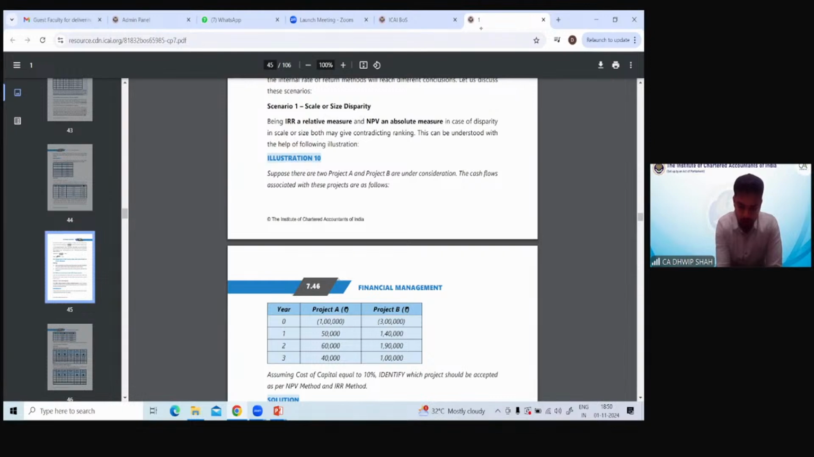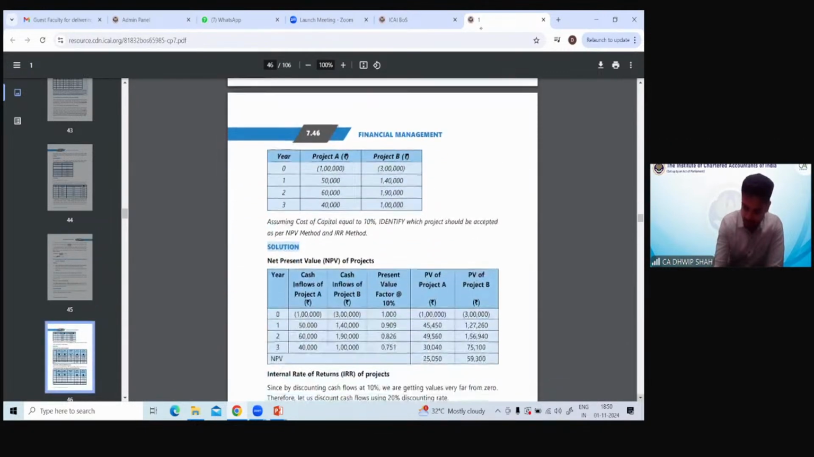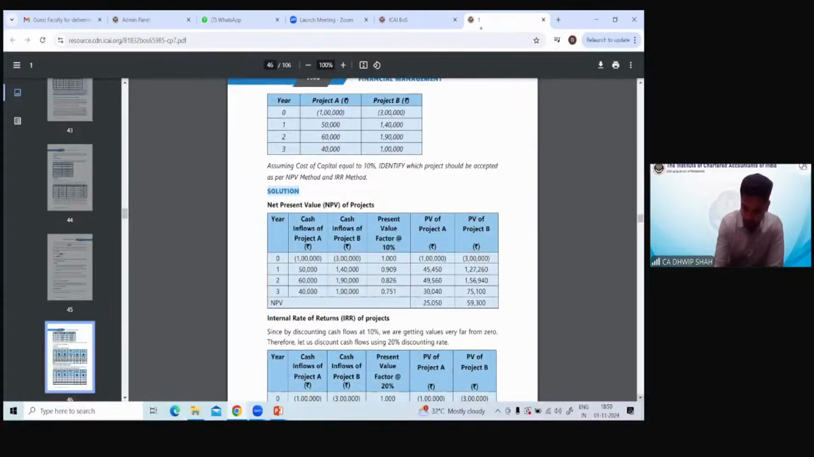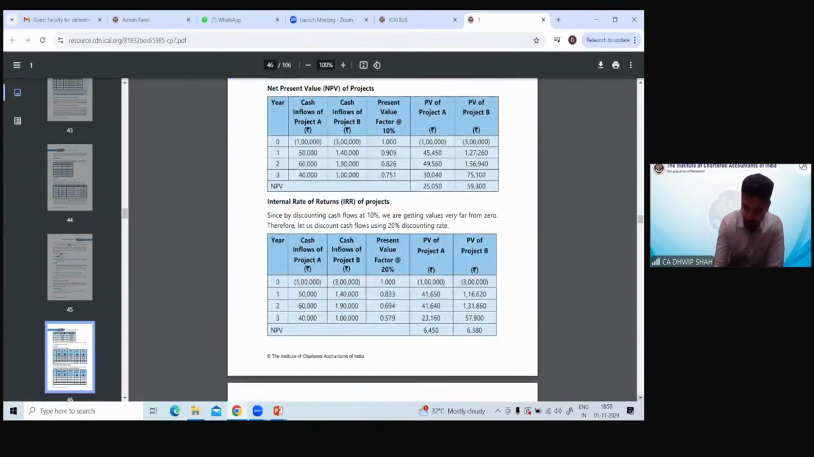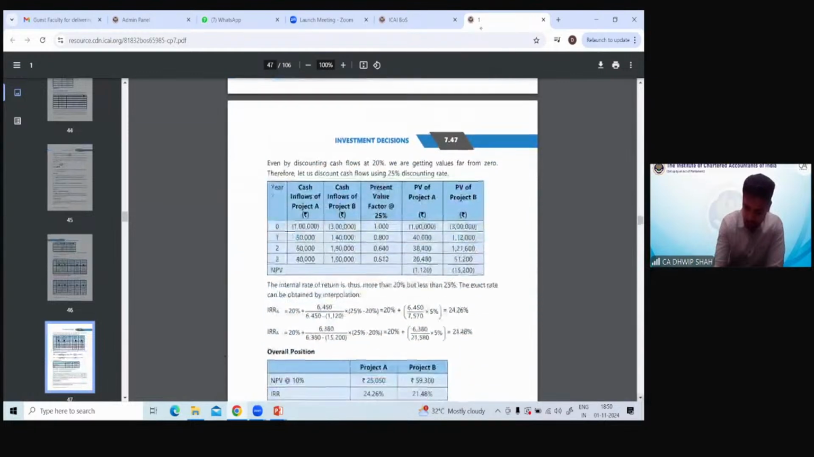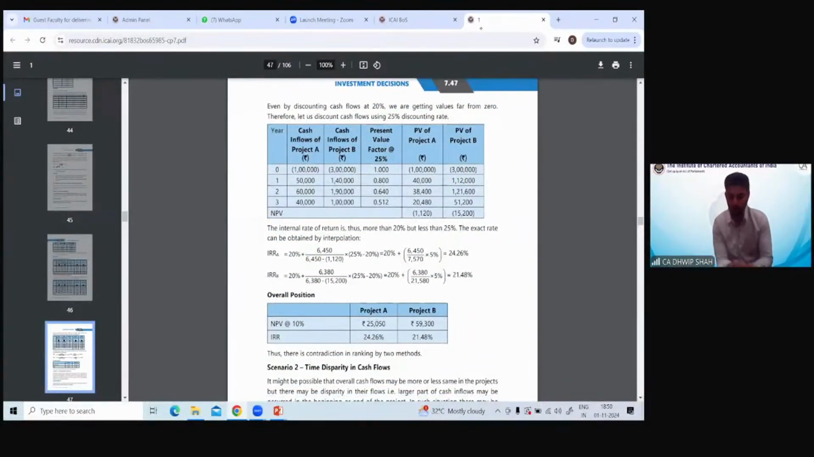By now you know how to calculate NPV and you know how to calculate IRR, so I'm not solving that, but just going to the end result. The NPV of Project A is 25,000, whereas the NPV of Project B is 59,300. Can you see this? Whereas the IRR of Project A is higher and the IRR of Project B is lower. So can I say there are contradictory results between the two techniques?